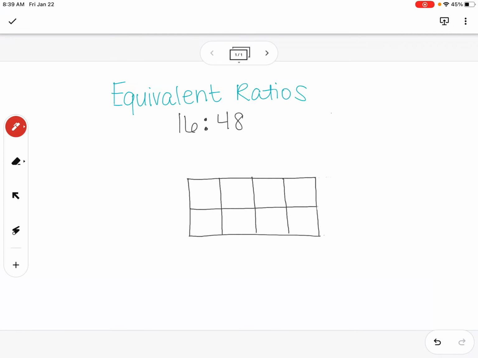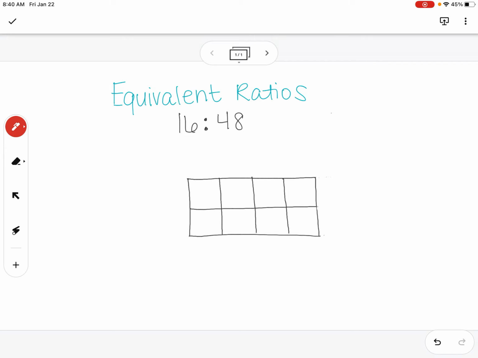Hi guys, today's lesson is going to be on equivalent ratios. This is just a reminder that a ratio is a comparison of two different quantities. The ratio that we're going to look at today is 16 to 48. Each part of a ratio is called a term. In order to find equivalent ratios, we can either multiply or divide each term by the same number.